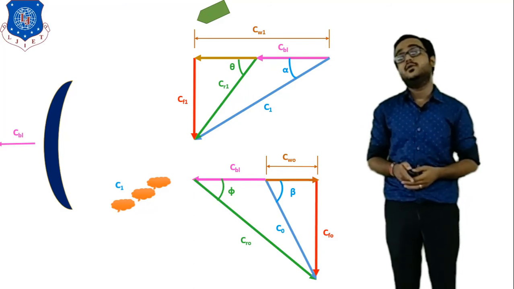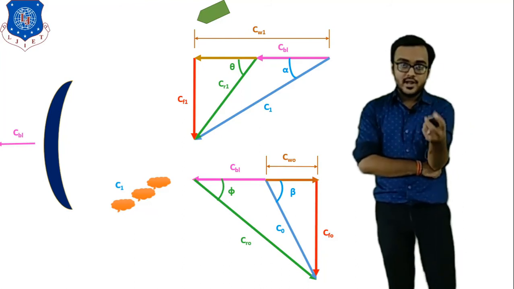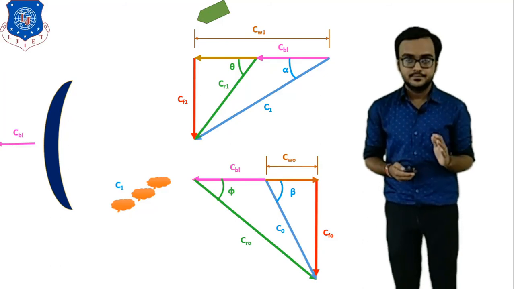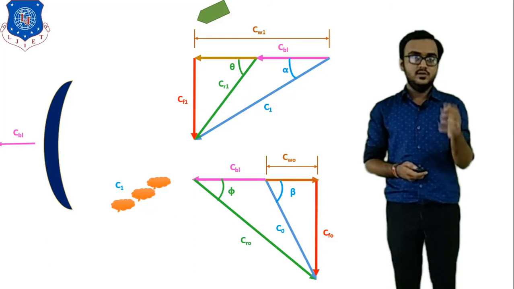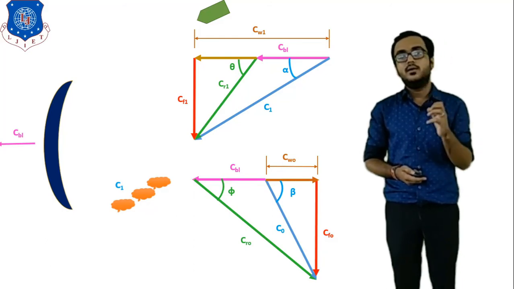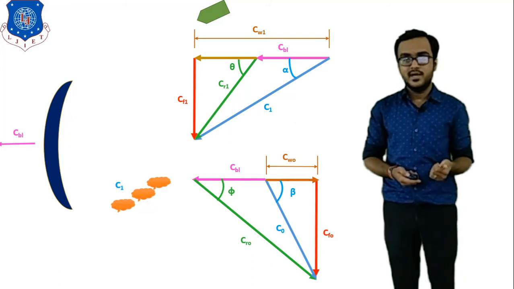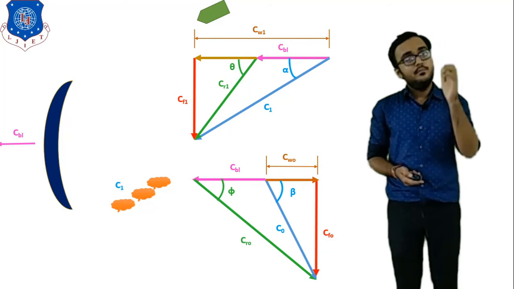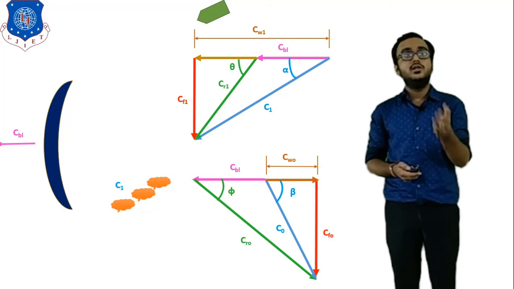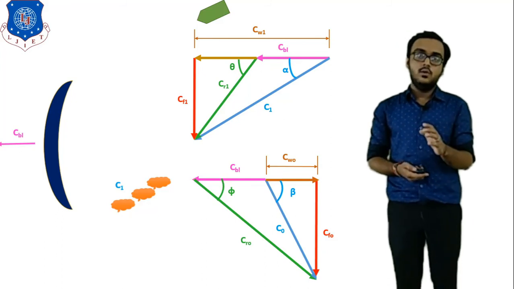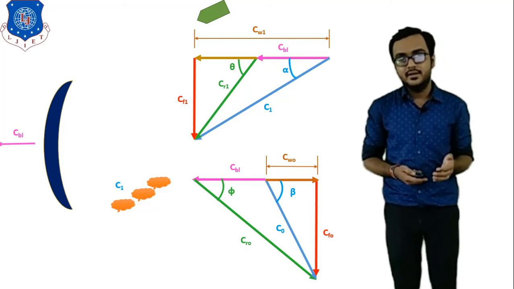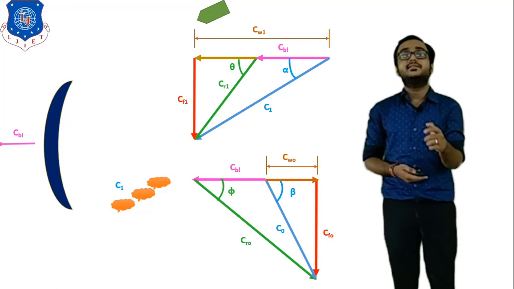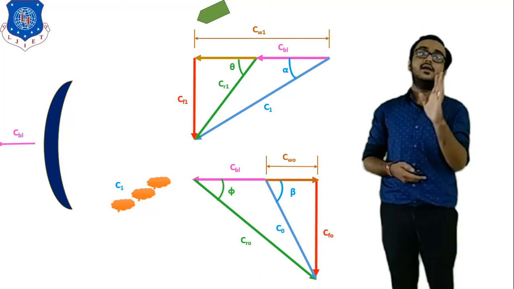But what is the main difference between those two triangles, I mean the triangle of the impulse turbine and the triangle of the reaction turbine? In a reaction turbine, as we know, whenever the steam is passing over the moving blade, at the inlet of the moving blade the steam has pressure energy as well as kinetic energy. As the steam passes over the moving blade, the pressure energy is gradually converted into kinetic energy. So whenever we are dealing with the reaction turbine, the relative velocity at outlet, that is CRO, is always greater than the relative velocity at inlet, that is CR1.